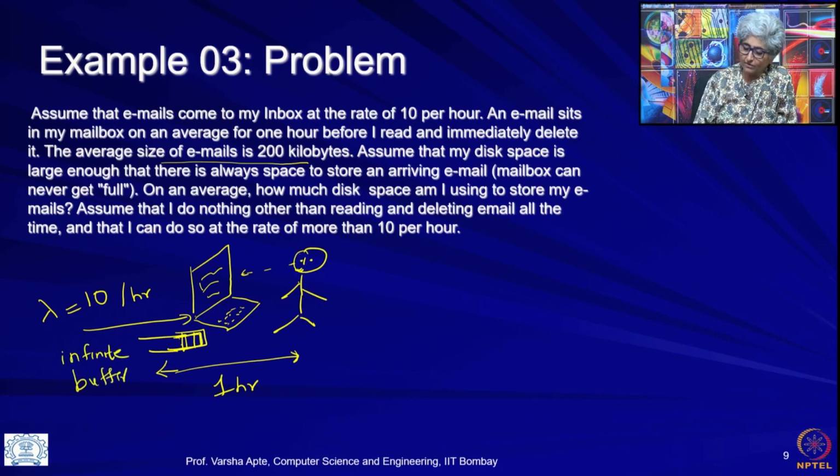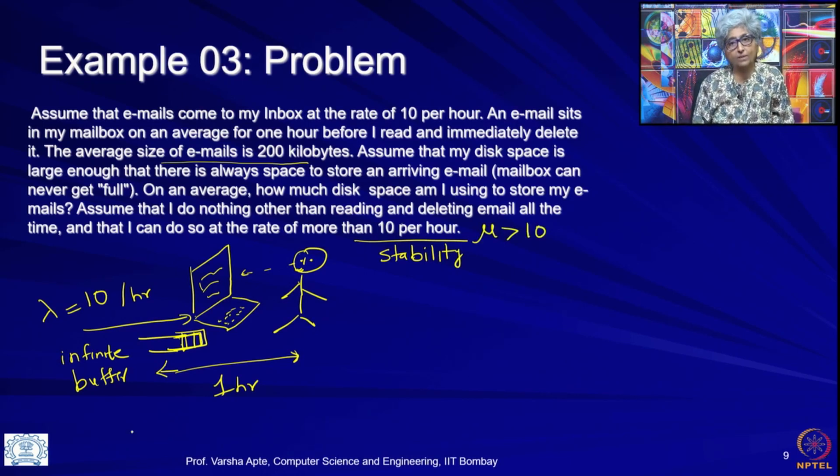On average, how much disk space am I using to store my emails? Assume that I do nothing other than reading and deleting email all the time, and that I can do so at a rate of more than 10 per hour. This is being given to show stability. This is my mu. So all that it says is that mu is greater than 10. So this is a stable system, and we never want to apply Little's law when the system is not stable.